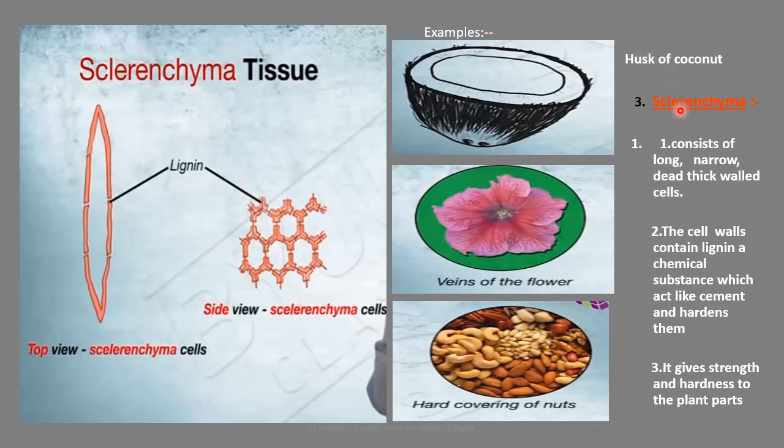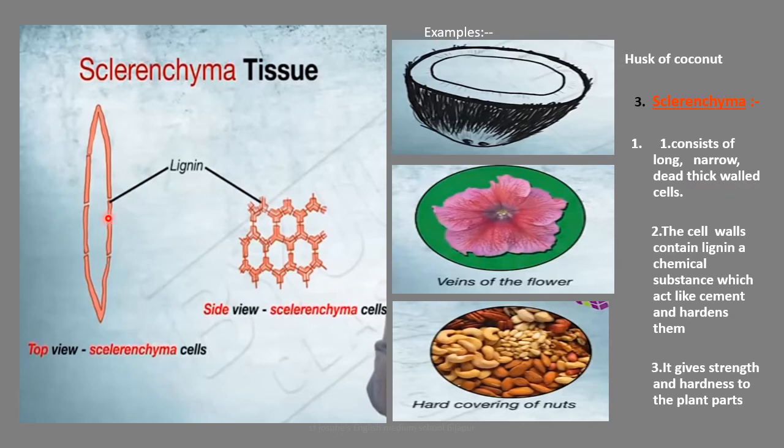Now the sclerenchyma, it is the third type of simple permanent tissue. This is the overview of sclerenchyma, a top view and a side view, an elongated longitudinal section as well as the transverse section. If you observe under the microscope, you will find it to be this way. So here sclerenchyma consists of long, narrow, dead, thick walled cells.